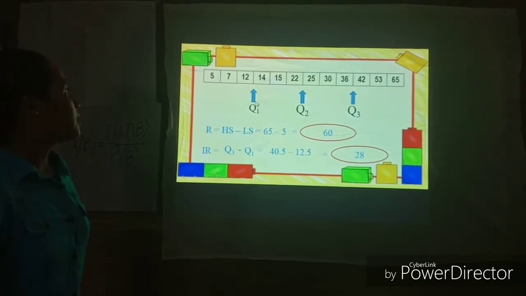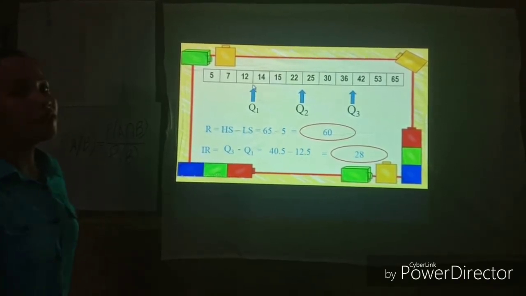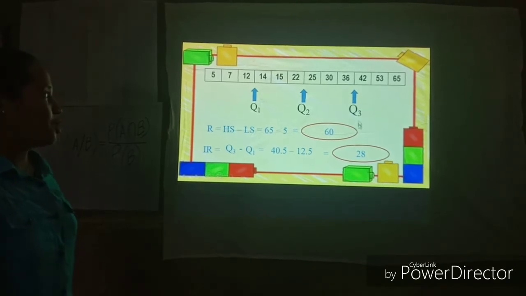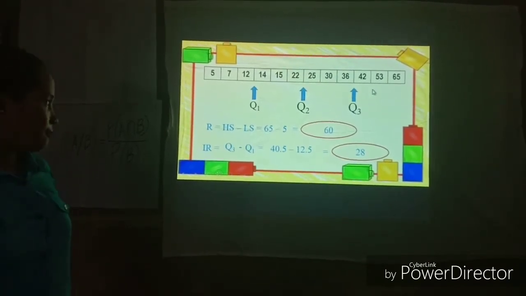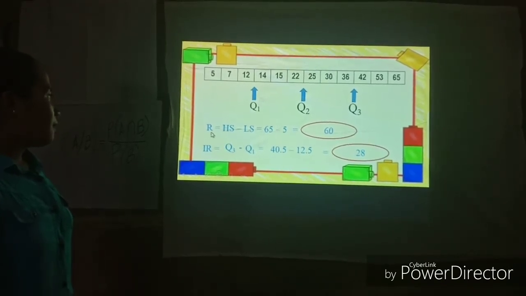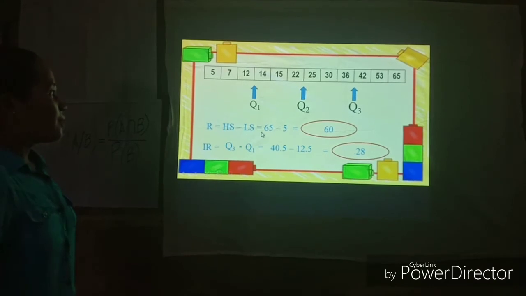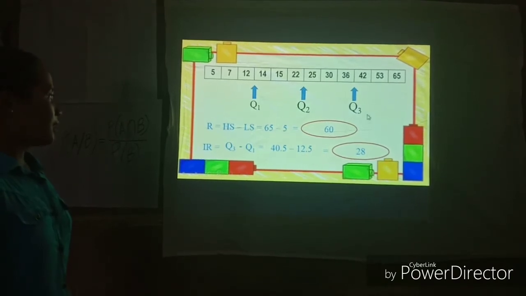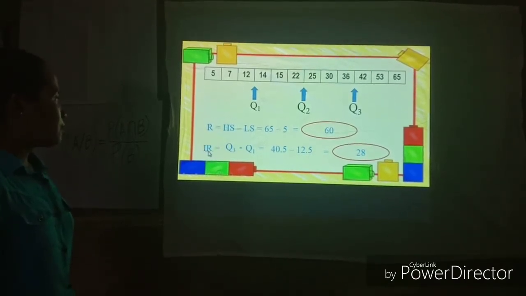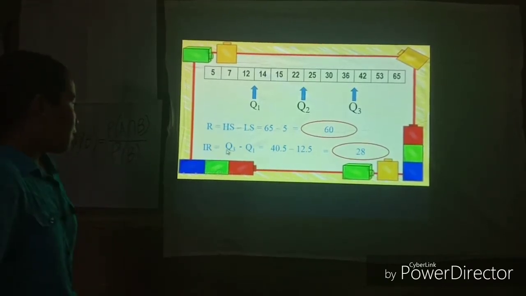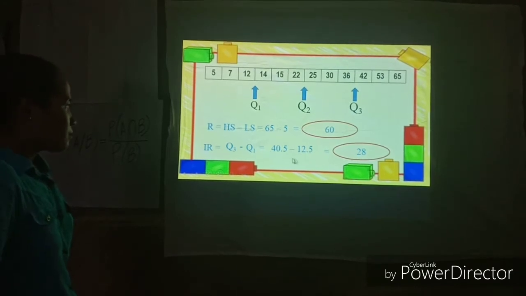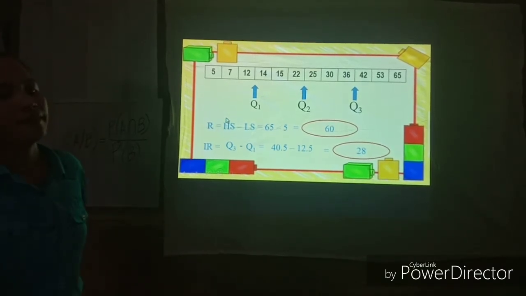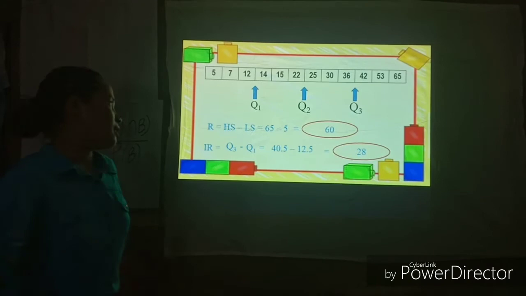So here's the illustration. The Q sub 1 is located between 12 and 14. Q sub 2 is located between 22 and 25. And Q sub 3 is located between 36 and 42. Now to find the range: highest score minus lowest score equals 65 minus 5. So the answer is 60. And we're going to have the interquartile range, Q sub 3 minus Q sub 1. So 40.5 minus 12.5, the answer is 28. Okay, did you get it, class? Let's proceed.